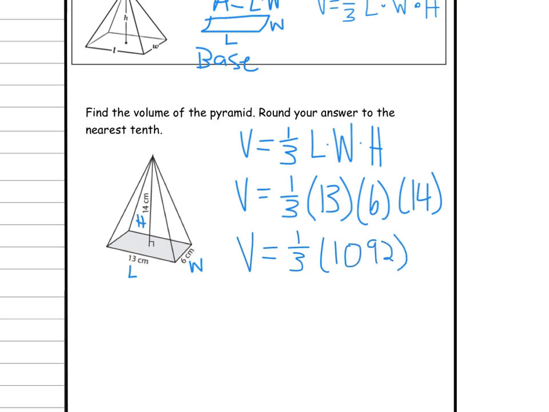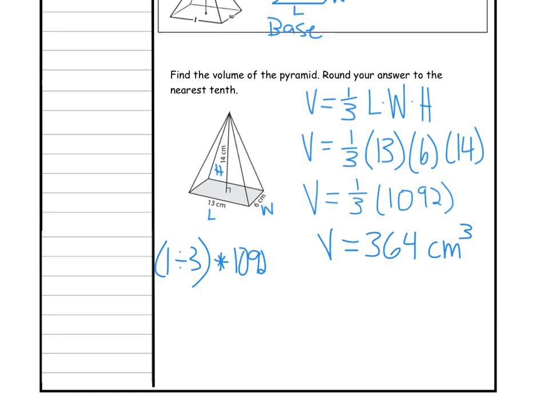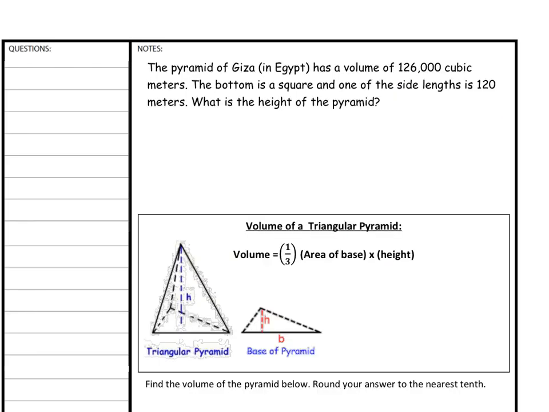And then in my calculator, I'm going to type in 1/3 times 1092, and I type that into my calculator like this. I would do a parenthesis, 1 divided by 3, and then a parenthesis for the 1/3, and then multiplication button, 1092. And my calculator will tell me that the volume should be 364. My units would be centimeters cubed. And that's how we would find the volume for that rectangular pyramid.